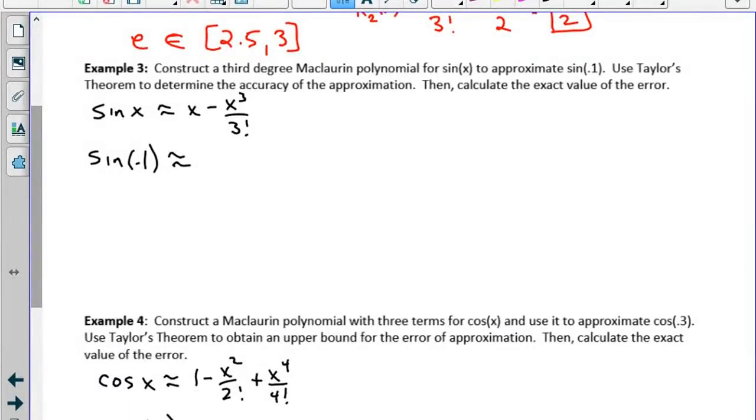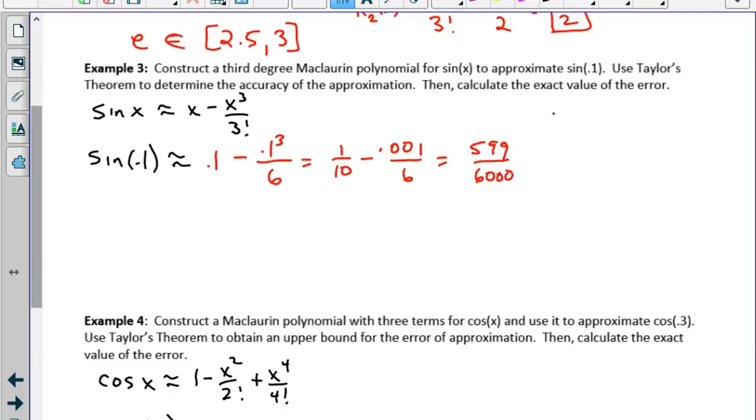Okay, construct a third degree Maclaurin polynomial for sine to approximate sine of 0.1. Use Taylor's theorem after that. So 0.1 minus 0.1 to the third over 3 factorial, which is 6. So that is 1/10 minus 0.001 over 6, which is 599 over 6,000.